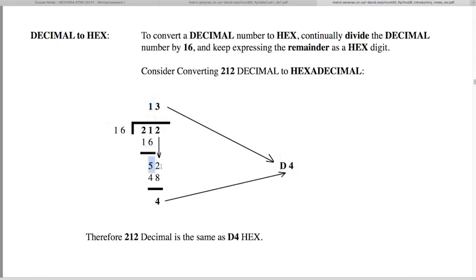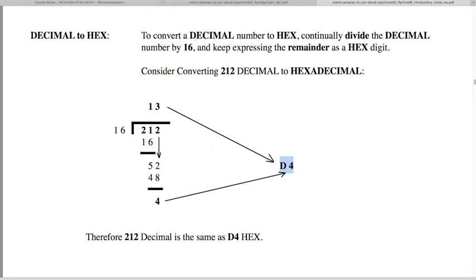We bring down the 2 to make it 52. Divide 16 into 52 goes 3 times, and 3 times 16 is 48, and when we're finished we subtract this and we get 4. So the remainder here is 4, so that's going to be our rightmost digit, but our quotient, which is the most significant digit, is 13. 10, 11, 12, 13, A, B, C, D. So our answer is D4, and it's really that quick.